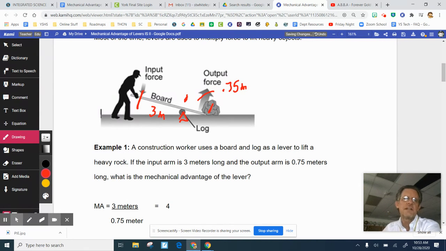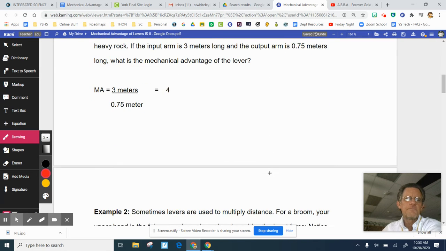And the mechanical advantage is simply what we call the distance in, and this is your distance out. So we have D in over D out, 3 meters over 0.75 meters equals 4. So it's sort of multiplying the effort of the construction worker by 4. He can lift 4 times as much compared to what he's pushing down on that lever.